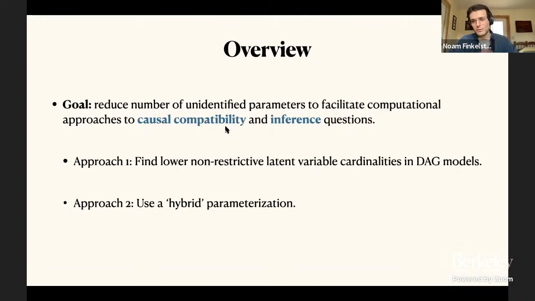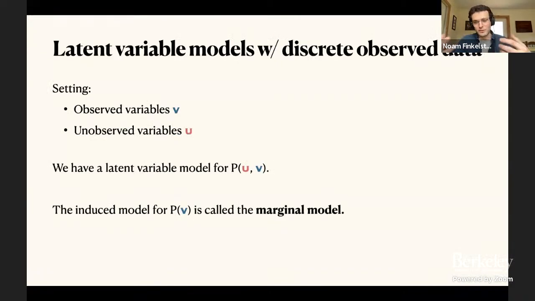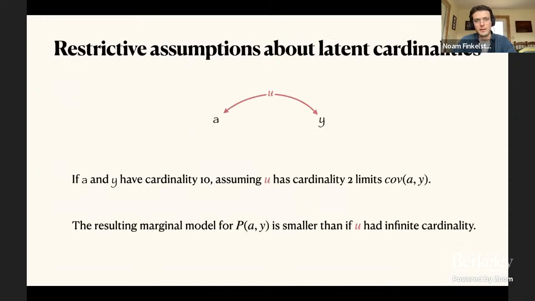So the two main things we're going to do to try to reduce the number of unidentified parameters is, first, find lower non-restrictive latent variable cardinalities in DAG models. And the second approach is going to be to use a hybrid parameterization. I'm going to talk about what that means. So the general setting is we have observed variables V, unobserved variables U. We have some kind of latent variable model for the distribution over U and V, and we call the induced model for just the distribution over V the marginal model.